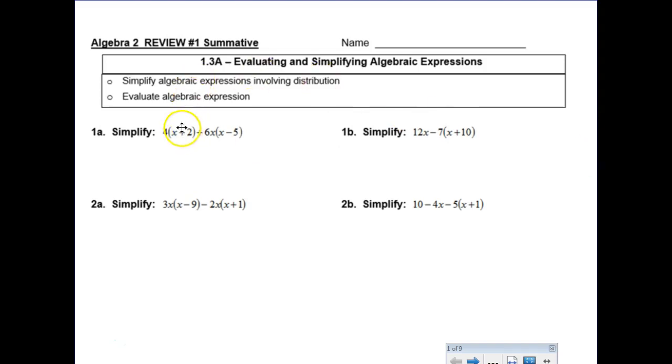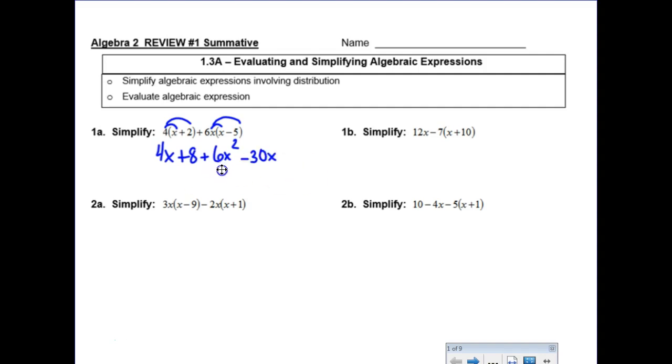All right, we're going to be simplifying these expressions here on number 1. We're going to start by distributing the 4, so we get 4x plus 8, and then same thing here with the 6x, so plus 6x times x would be 6x squared, and then minus 30x. Please don't leave your answer there, though. We do have some like terms.